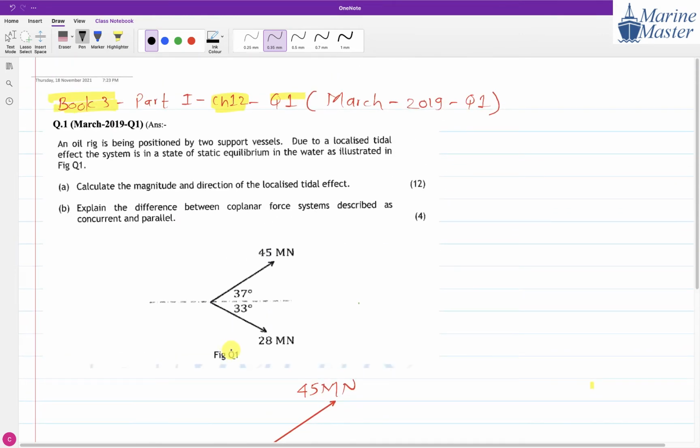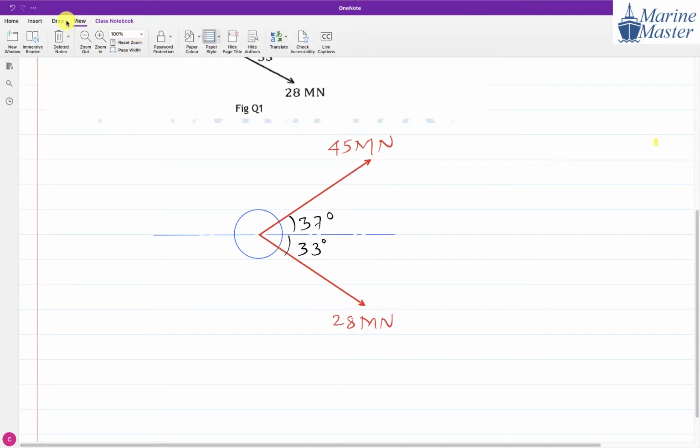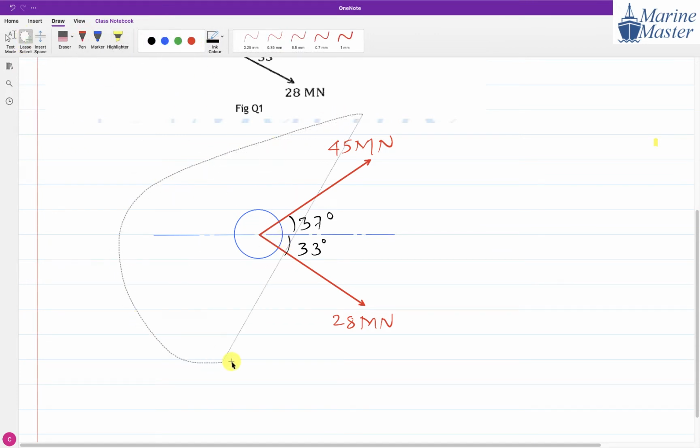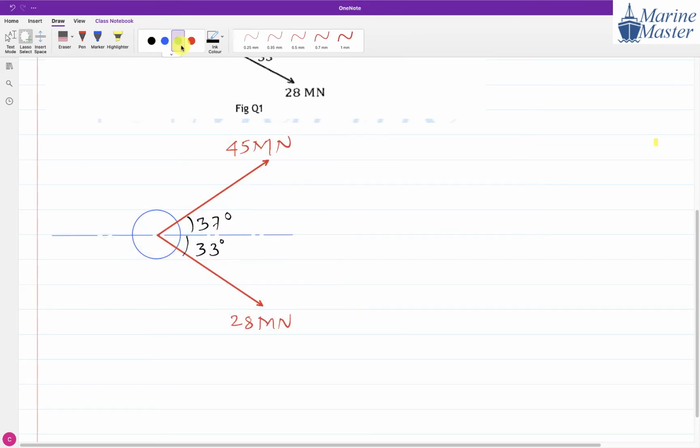Calculate the magnitude and direction of the localized tidal effect. What are they asking us in part A? What is our target? What do we have to find out? Magnitude and direction of the localized tidal effect. Try to understand the scenario.